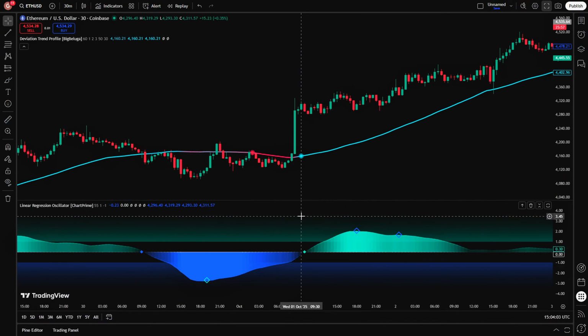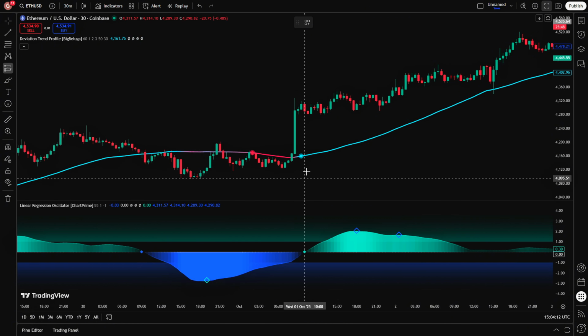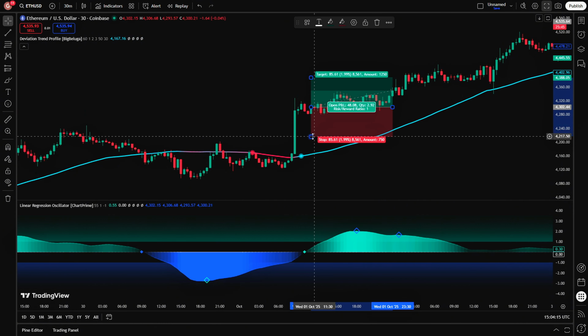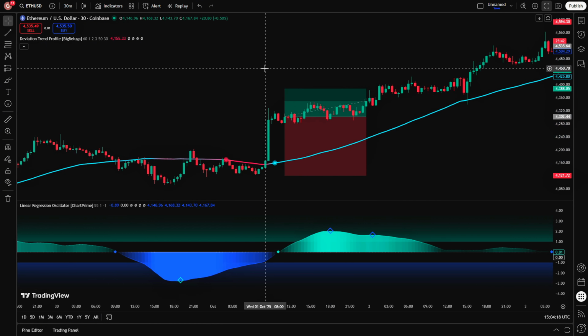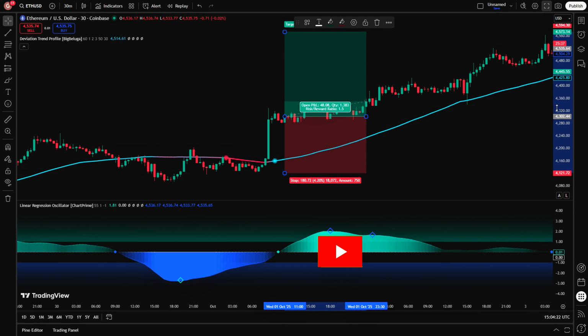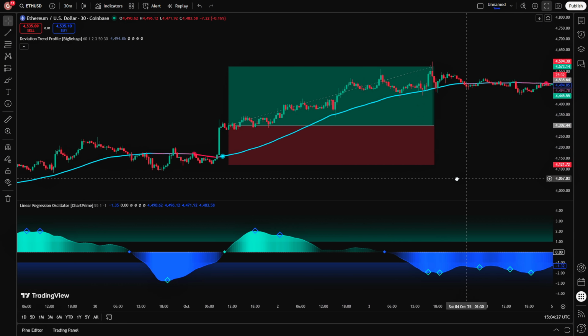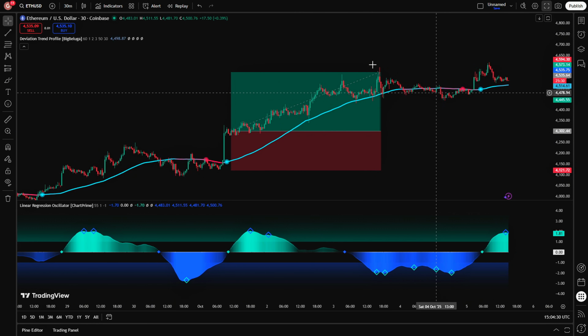Buy setup. Conditions. The Deviation Trend Profile gives a buy signal, a sky blue circle. Market price moves above the plot line. The Linear Regression Oscillator shows a green plot area, or bullish momentum. A bullish candle confirms the move. Once all conditions align, enter a buy trade at candle close. Stop loss. Place below the most recent swing low. Take profit set at a 1 to 1.5 risk to reward ratio.